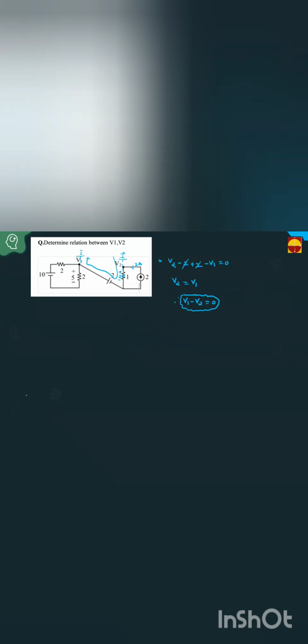But avoid the misconception. That is important. See, for example, some students will think like this: sir, I will take this as the node, and these two are at ground potential. These are the ground, that is, reference nodes. If you take these two as the reference nodes, can you tell what V1 is equal to?